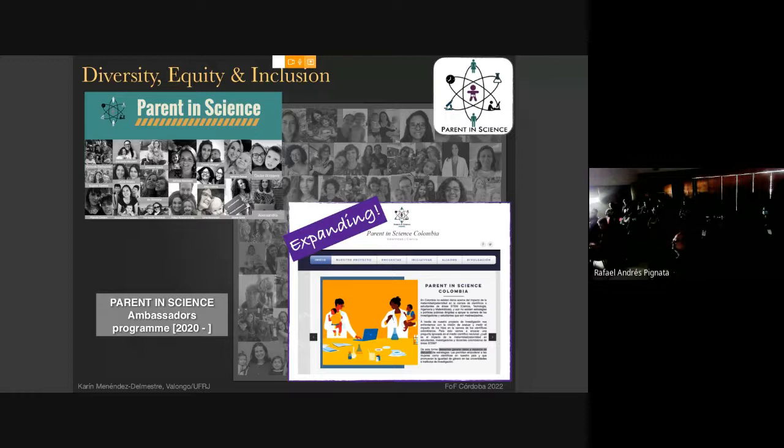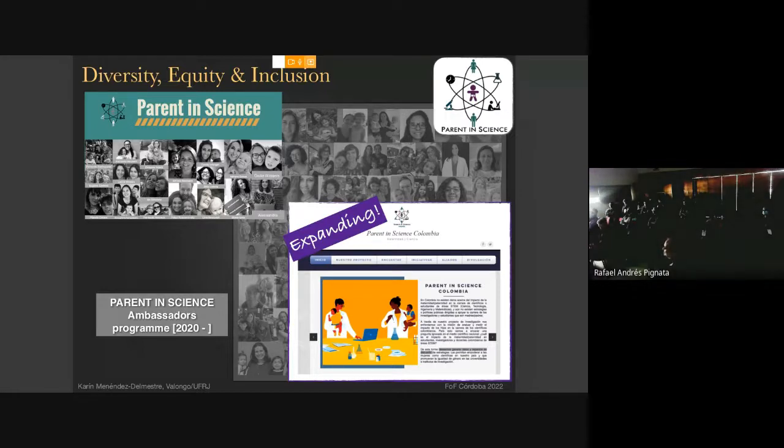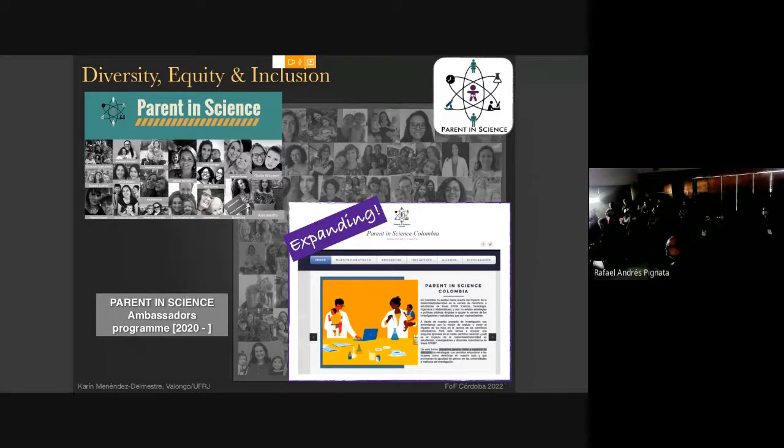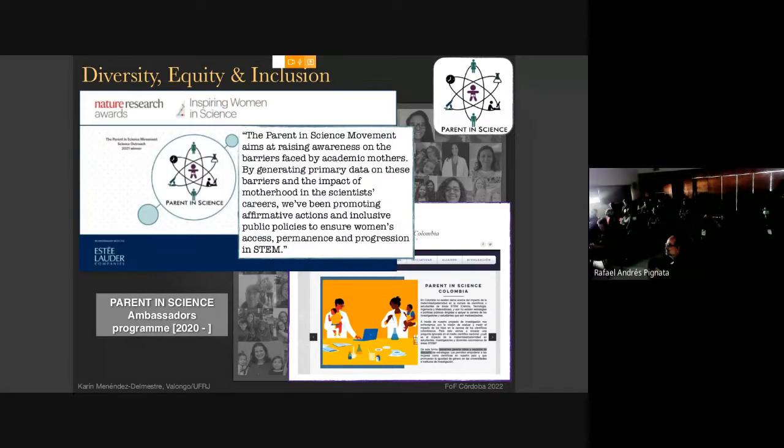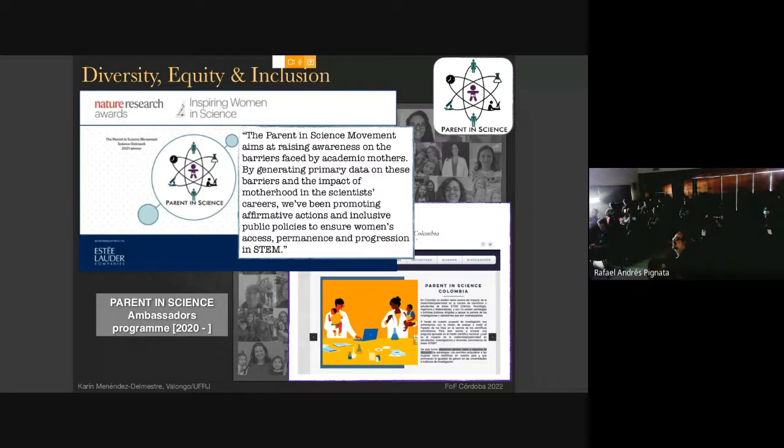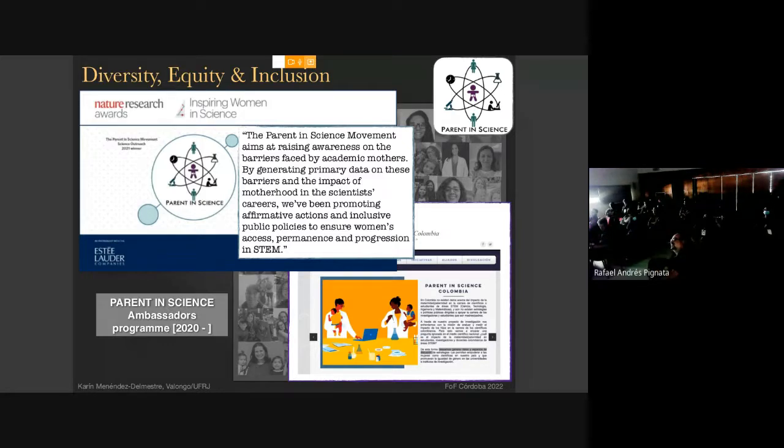So there's a Parenting Science in Colombia. I don't know if there are people here in Argentina that want to talk to the Parenting Science movement, but this has called quite a bit of attention. They were awarded the Nature Research Award for Inspiring Women in Science early last year. And yeah, they have been having a great impact in the system.